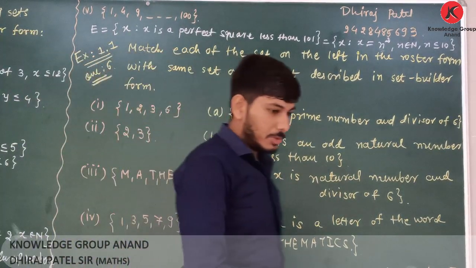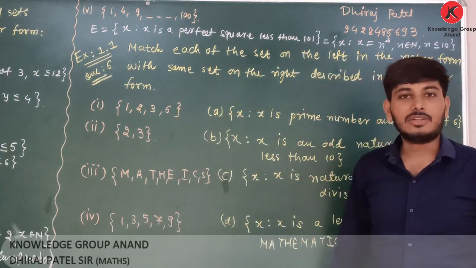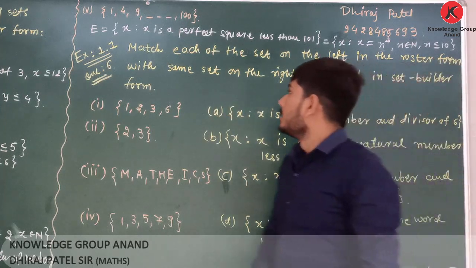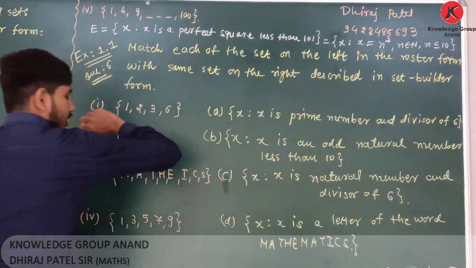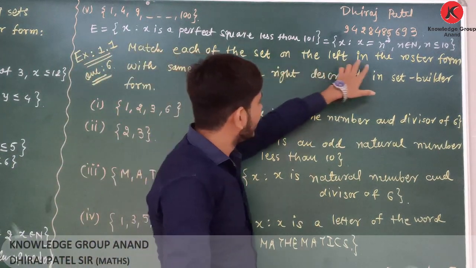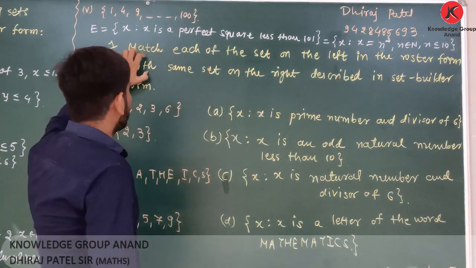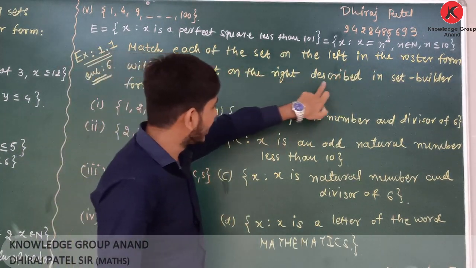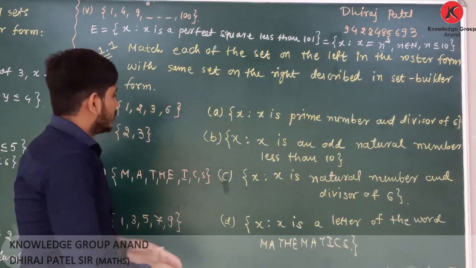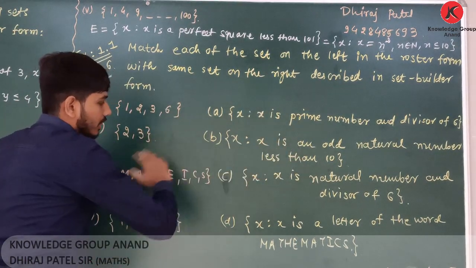Now the important questions, and this type of questions will be asked for 4 marks in JEE. Okay, exercise 1.1, question number 6. Match each of these sets on the left in roster form with the same set on the right side which is in set builder form. So you have to match the sets which are equal.